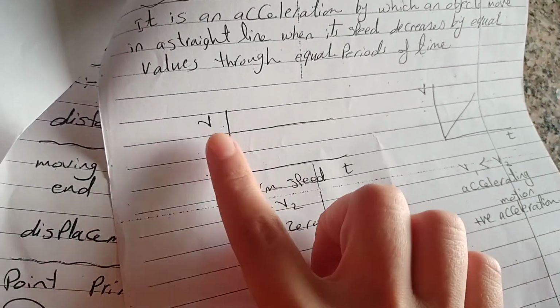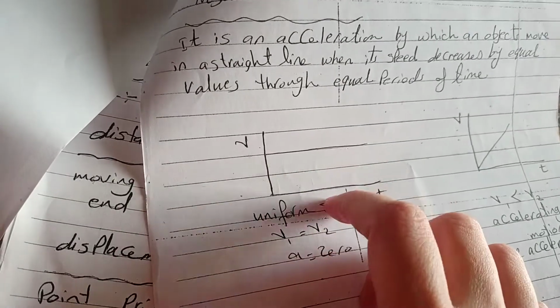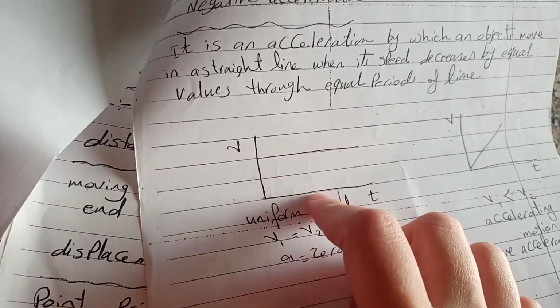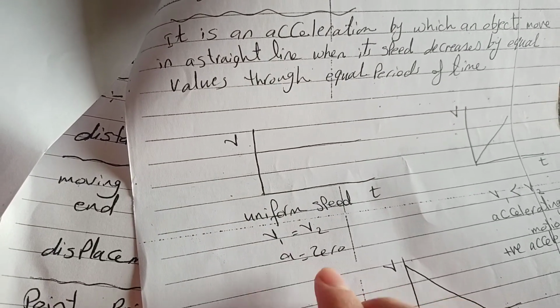And if the relation between speed and time is represented as a straight line parallel to the time axis, this means that the body moves with uniform speed and its acceleration equals 0.